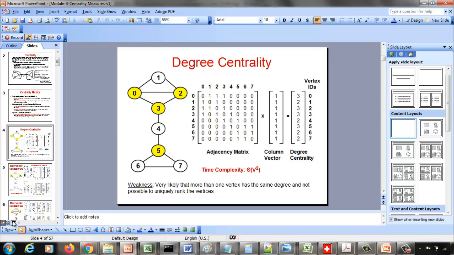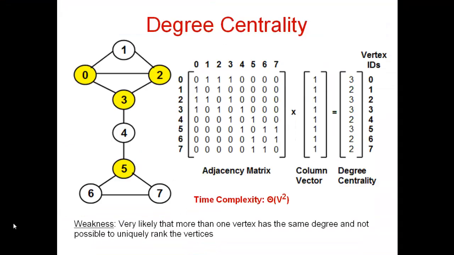Okay, so again, degree centrality is just the number of neighbors of a vertex. For vertex 0, it has 3 neighbors, so its degree centrality is said to be 3. Vertex 1 has 2 neighbors, so its degree centrality is said to be 2, and so on.